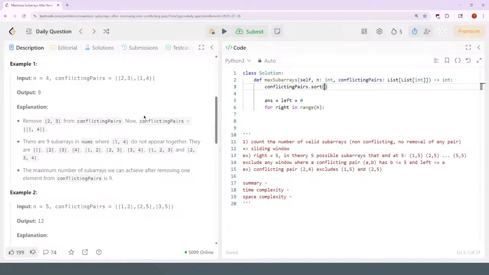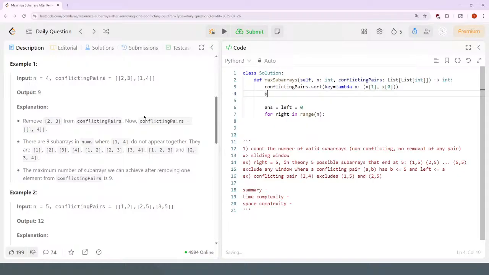I think there should be a lambda key equal to lambda x, where x is based on the reverse of the values: x1, x0. Just go ahead and print that out. So if you have x, where it's not a tuple but a two-value array, you're sorting based on the bigger value and then the smaller value.